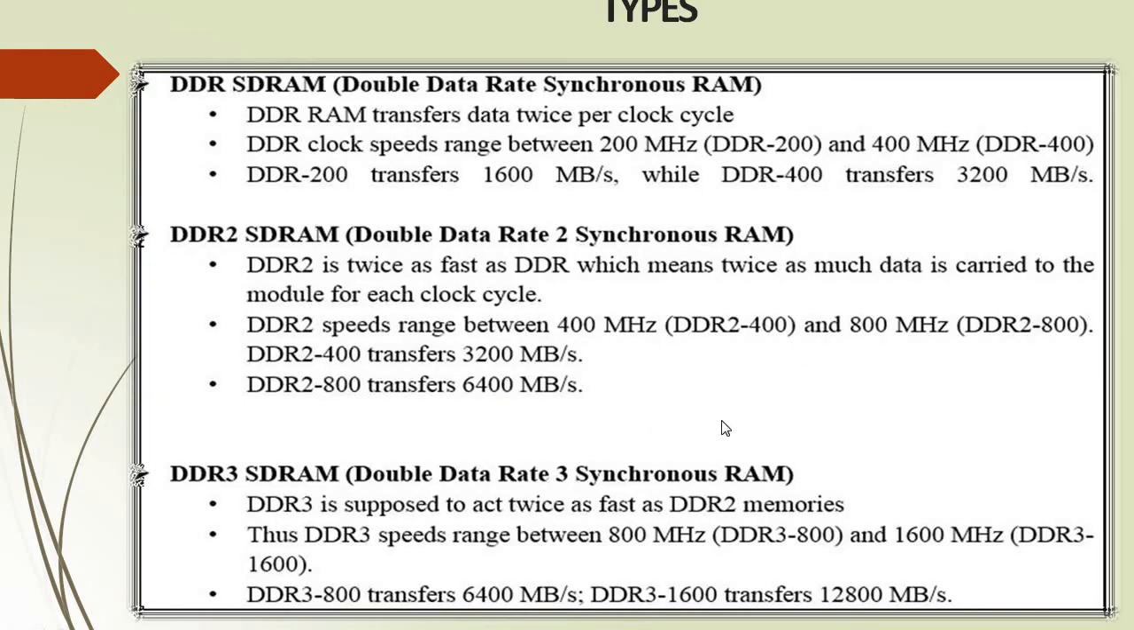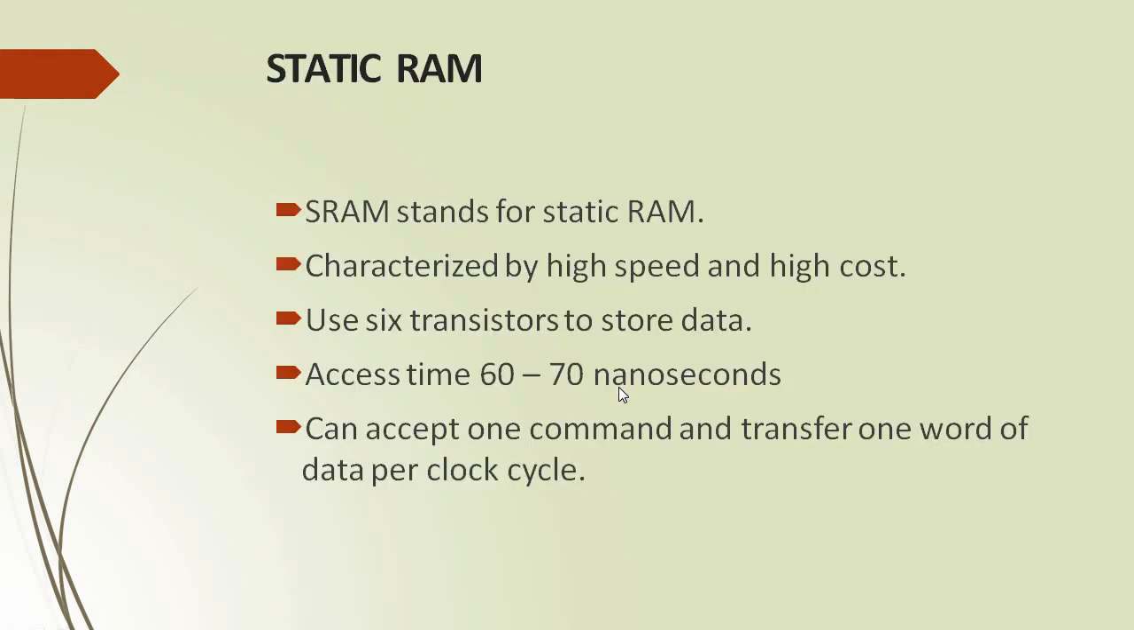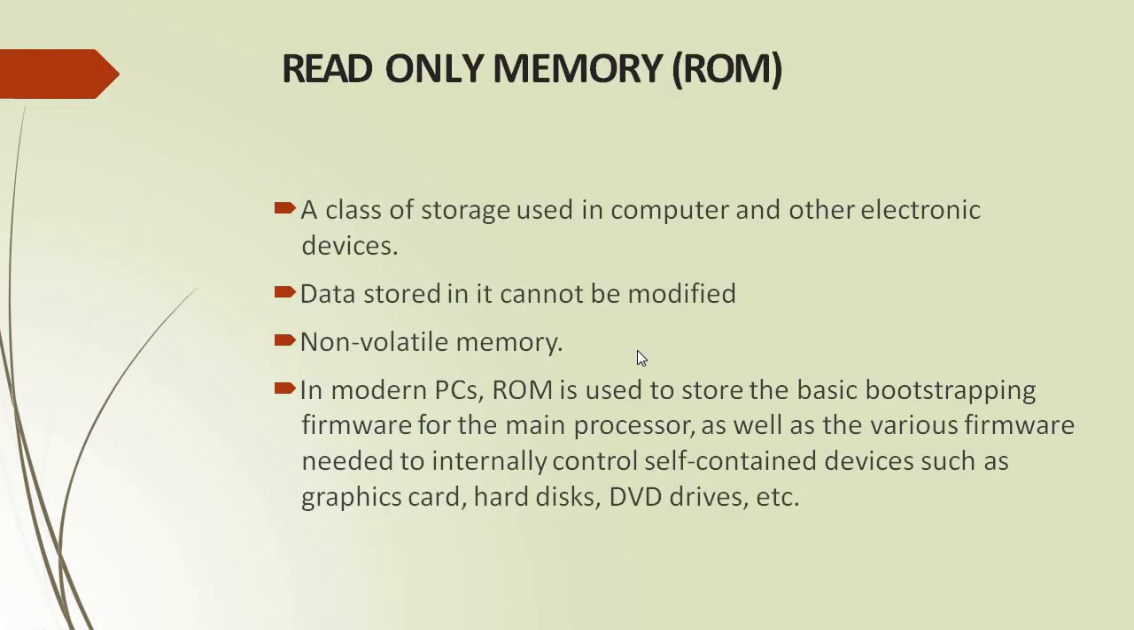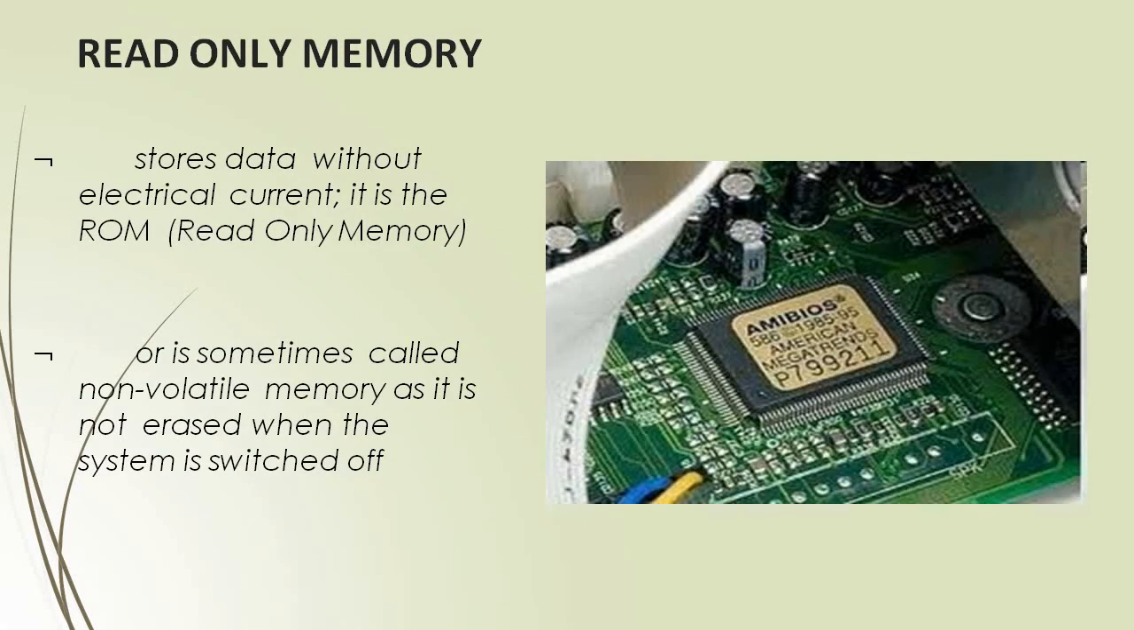So these are the types of RAM, based on their storage capacity, their speed, and their transferring of data. These are DDR, DDR2, DDR3, on the basis of their synchronization, in which they store data and information. Then we have learned about SRAM, and you can see here it is an SRAM. Then read only memory, which is non volatile memory. It is known as a permanent memory.